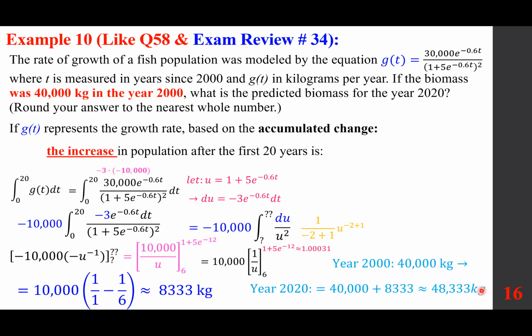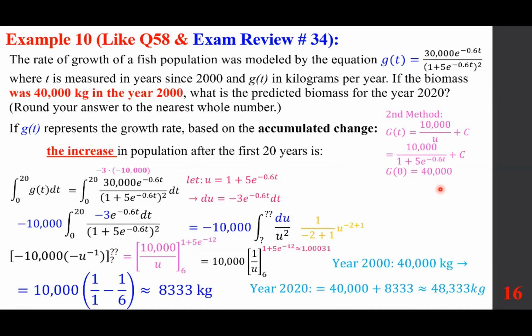And I wanted to remind you that we've done a similar question without the substitution, and there was a second method. The second method is this. Instead of evaluating it from 0 to t, let's do an indefinite integral and find capital G of t, which becomes right here 10,000 over u plus a constant. And now we replace the u, and here's the initial value G of 0, which is 40,000.